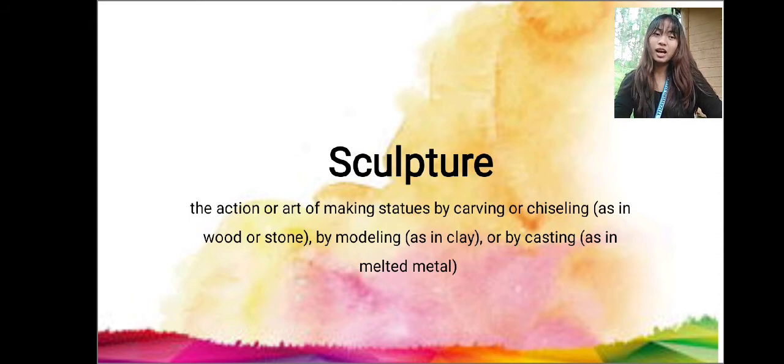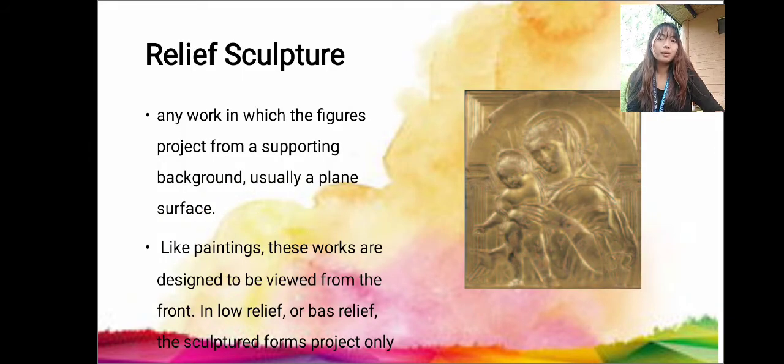Sculpture. Sculpture is the art of making statues by carving or chiseling, which is using wood or stone, and by modeling using clay or casting with the use of melted metal. So, when we go deeper into this topic, sculpture is something that we should learn more about. The picture is an example of relief sculpture. This is Madonna and Child, an art made in the 15th century. It is a bas relief example.